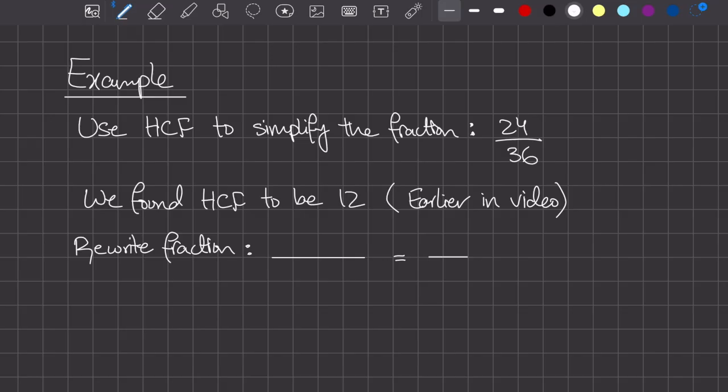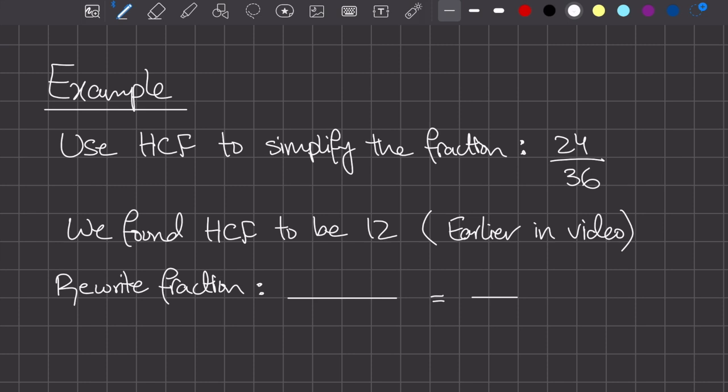However, before ending this lesson, let's do an example question where finding the HCF is useful. The question is, use HCF to simplify the fraction 24 over 36. We calculated earlier in this video that the HCF of 24 and 36 is 12. So we can rewrite the fraction as 2 times 12 over 3 times 12. The 12 is common for both the numerator and denominator and can be cancelled, leaving us with the simplified fraction of 2 over 3.